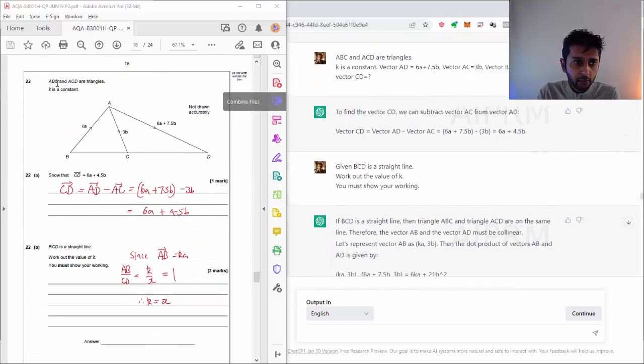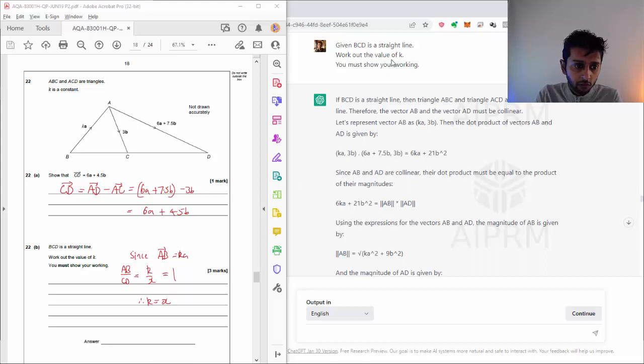Question 22 is vectors, so I had to describe this diagram to ChatGPT in the best way that I could. And then instead of saying show that, I asked it to find the vector CD. And it got the vector CD as 6a plus 4.5b, which is perfect. So this working out should be fine, so I've copied that in there.